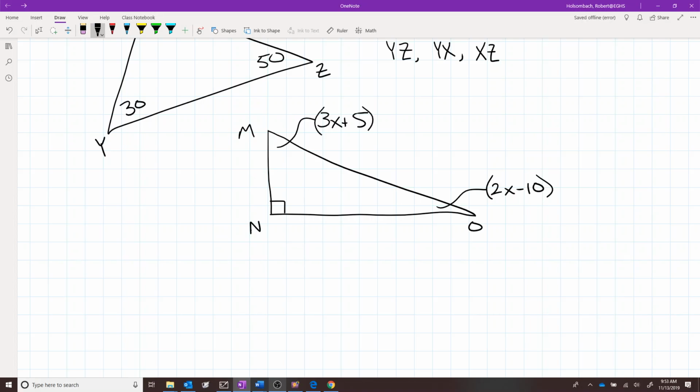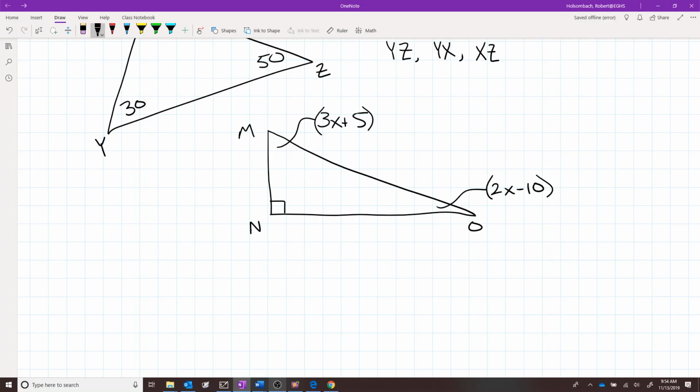Okay? Alright, so the questions will start out being really easy. They'll give you all the angles, and then they'll give you two of the angles, and then they'll give you one of the angles and some expressions, and you're going to have to write an equation, solve, substitute, and then order the sides. Okay?